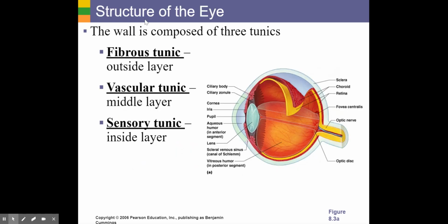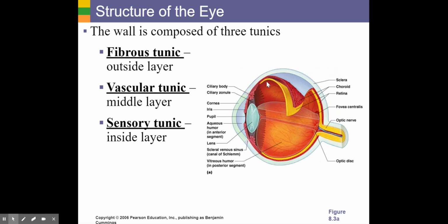These are some of the big structures that you really need to know for the assessment. There are what are called three tunics of the eye: a fibrous tunic, a vascular tunic, and a sensory tunic. We'll go over each one of these in just a second. The fibrous tunic, for the most part, is the outer portion, which is called the sclera. That's the white portion of the eye. The vascular tunic is the middle portion that contains all the blood vessels. And then the sensory tunic is the inner portion, which most often is referred to as the retina.